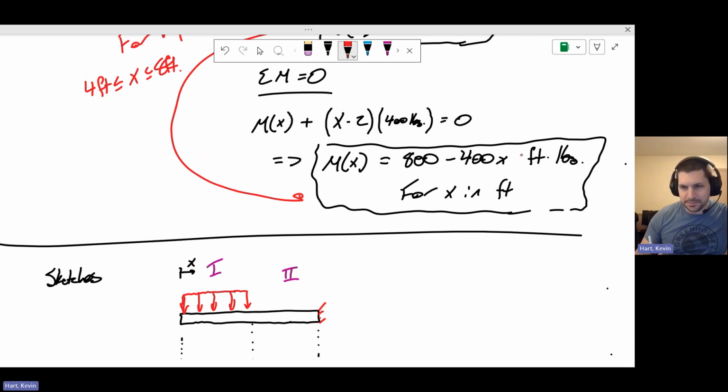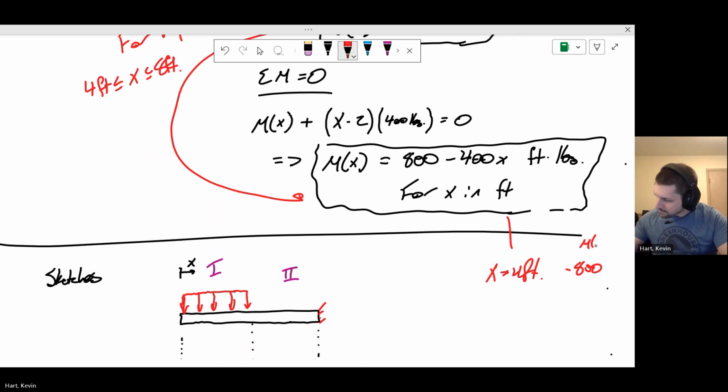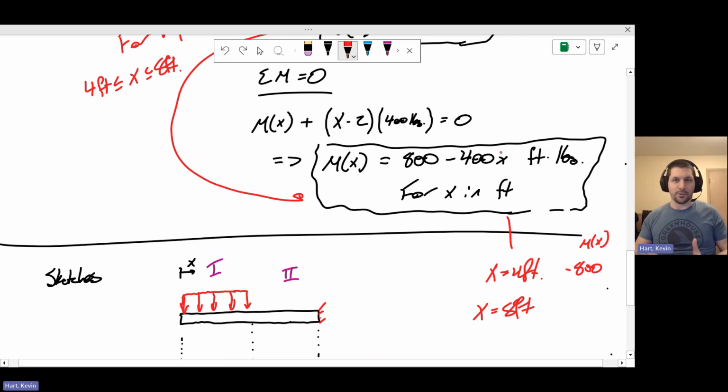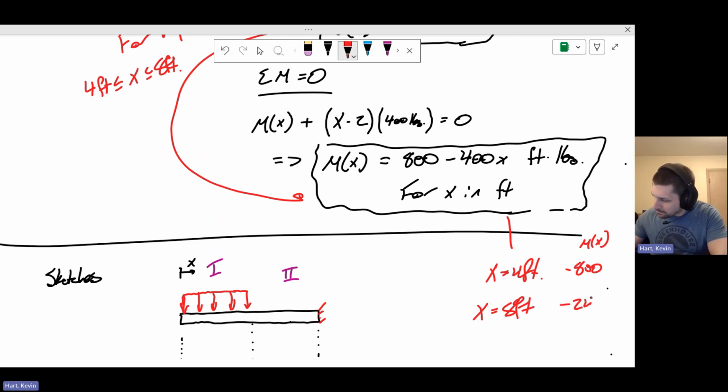Great. For the bending moment, I have 800 minus 400x. Here we have another linear equation, and I want to pick out 2 points in the domain that I could use to sketch the solution. At x equals 4 feet, the left-hand side of my domain, I'd have 800 minus 400 times 4, which is 800 minus 1600, which would be negative 800. And at x equals 8 feet, I do a similar thing: 800 minus 400 times 8, which is 800 minus 3200. That gets me a value of negative 2400.